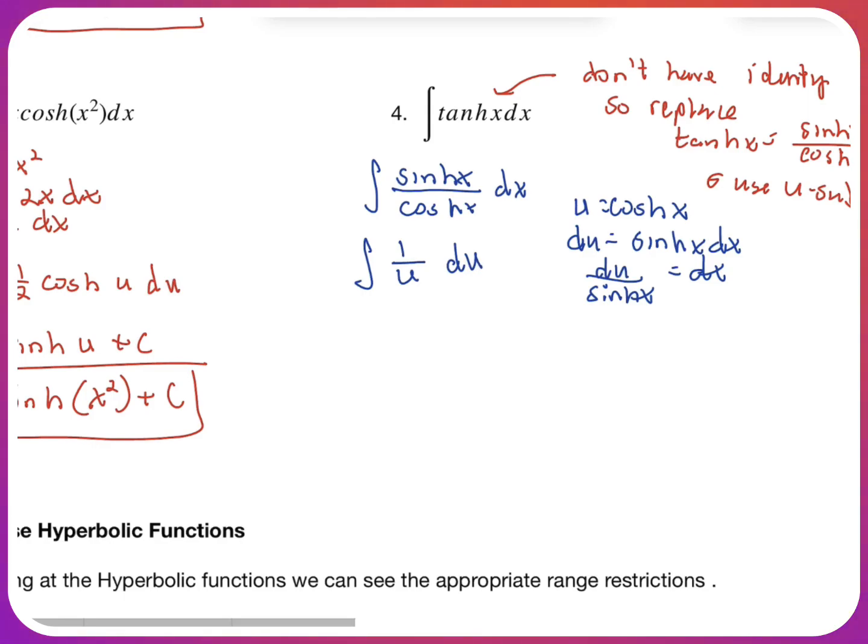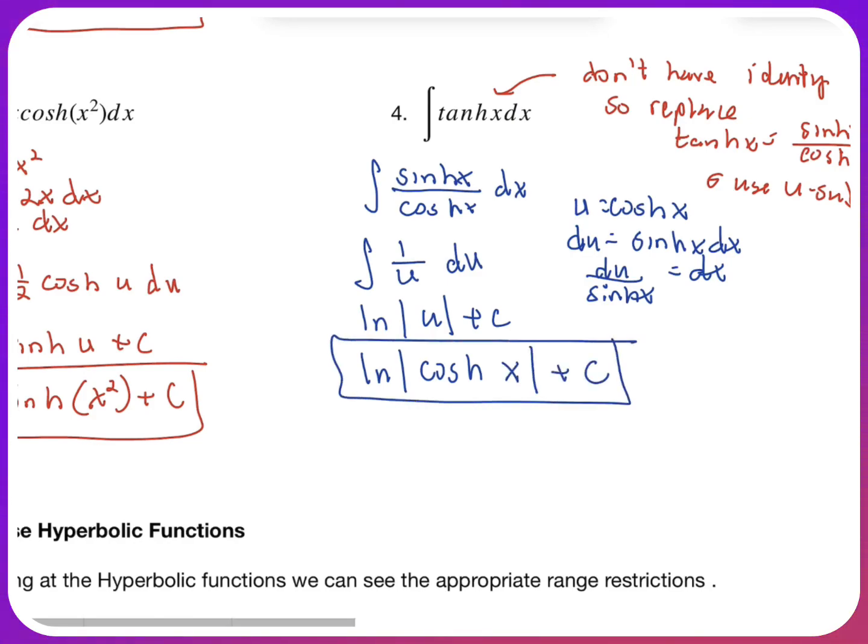Well, I know from Cal 1 that the integral of 1 over u is the natural log of the absolute value of u. And I know that u is equal to the hyperbolic cosine. And so my answer is the natural log of the hyperbolic cosine of x plus c.